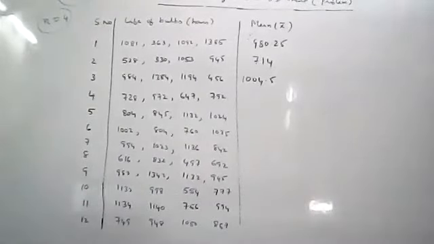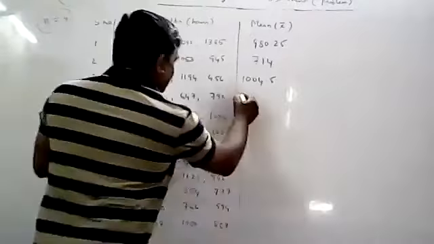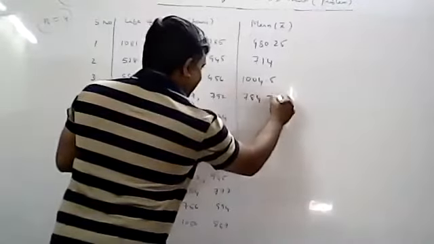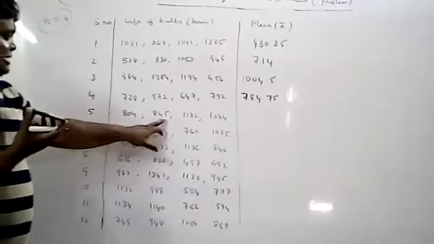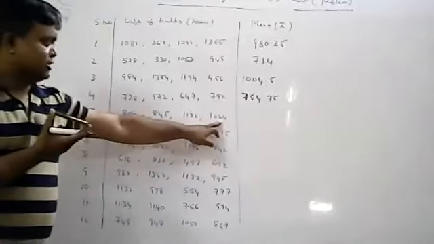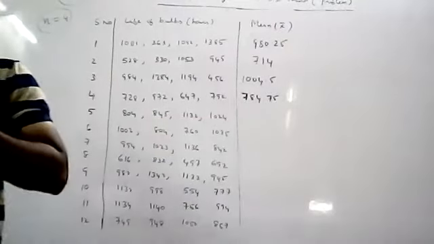728, 972, 647, 792. Add the values and divide by 4. 784.75. Yeah, 784.75. Next sample: 804 plus 845 plus 1132 plus 1024, divided by 4.